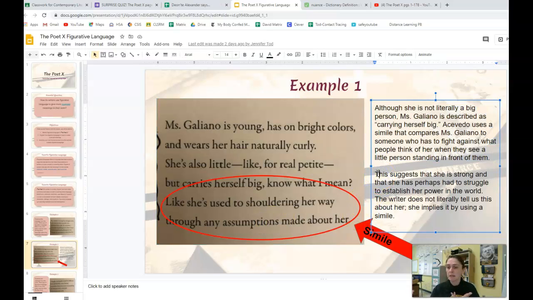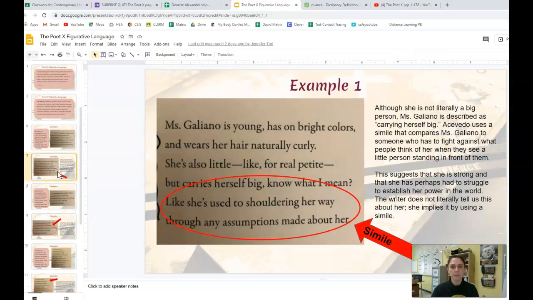So what does that mean? What do those nuances add? This suggests that she is strong and that she perhaps has had to struggle to establish her power in the world. The writer does not literally tell us this about her. She implies it by using a simile. Okay? So the writer, Acevedo, she doesn't say, oh, well, literally she was so tiny that she had to prove herself. Okay? She shows us that through this simile.